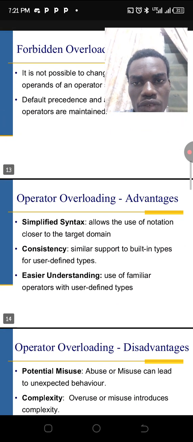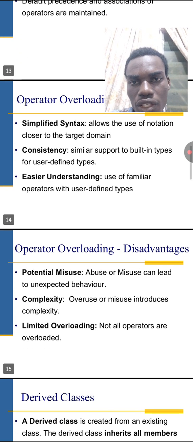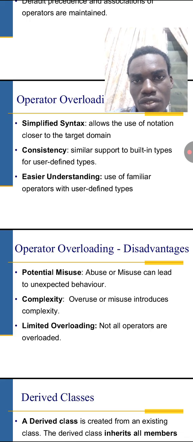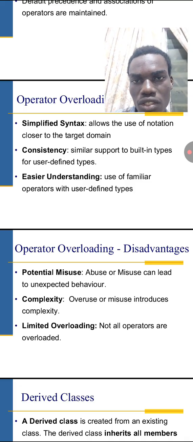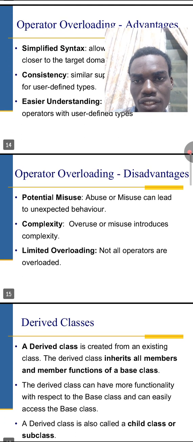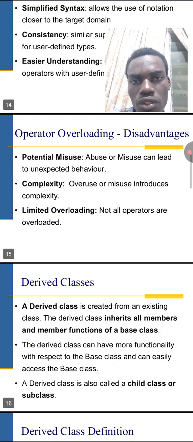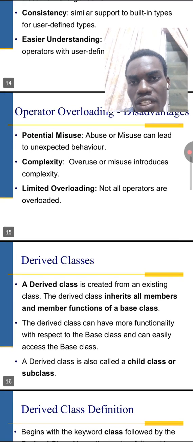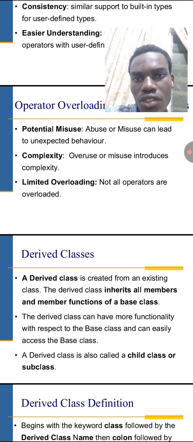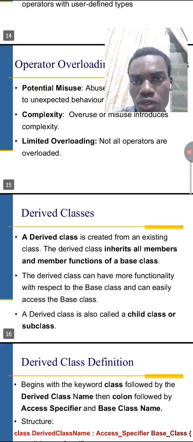So here are some advantages of operator overloading. We have simplicity: the syntax allows the use of notation closer to the target domain. We have consistency: similar support to built-in types for user-defined types, and it is easy to understand. And some disadvantages of operator overloading. We have potential misuse, as abuse or misuse can lead to unexpected behavior. Complexity: overuse or misuse introduces complexity and limits overloading.